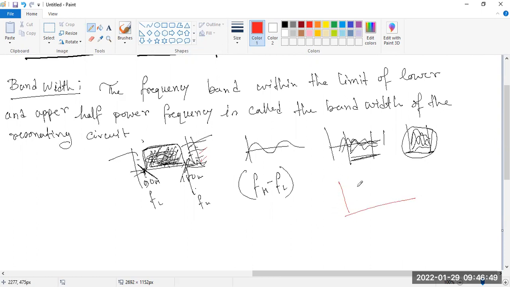They say LPF. This is a low pass filter, meaning the lower side frequency is kept. Say this is your 90 hertz, this is 180 hertz, this is 270 hertz. You are taking 90 to 270, so the filter will cut down this portion. So this band is acceptable, and this filter is called LPF.